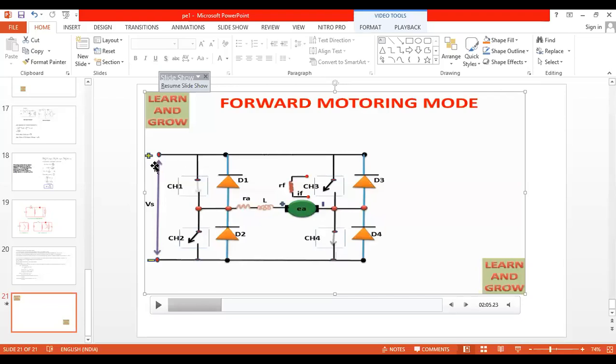So V plus to CH1, CH1 to the load, and from load to CH4, CH4 to V minus. Direction of the current. During this process, the inductor energizes. The inductor stores energy in the form of magnetic field. During this process, the motor accelerates, develops the kinetic energy and rotates in the forward direction. Forward direction is the assumption of engineers. When the motor rotates in clockwise direction, right hand side, we assume it is called the forward direction or forward motoring. So during this process, the inductor energizes, the motor accelerates, rotates in clockwise or forward direction, and develops the kinetic energy.